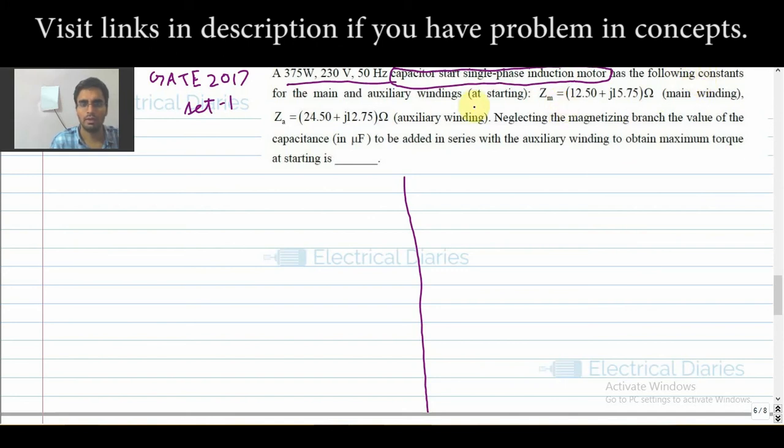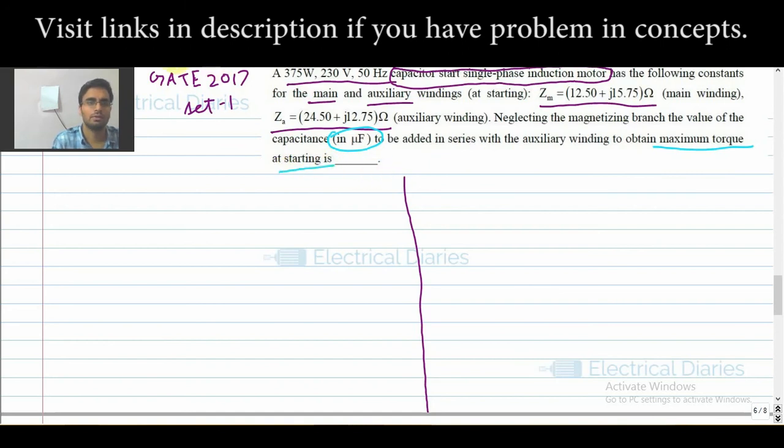So there are usually two windings in a capacitor start motor to have the phase difference of 90 degrees. One is main, one is auxiliary. He has given the impedances of the main winding and the impedances of the auxiliary winding. Now, neglecting the magnetizing branch, we have to find the capacitance added in series in the auxiliary winding to obtain maximum torque. So this time it is asking the condition of maximum torque at starting.